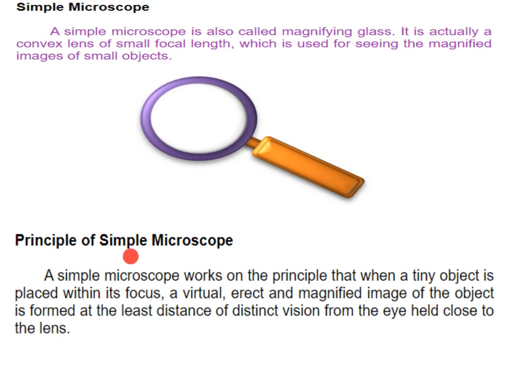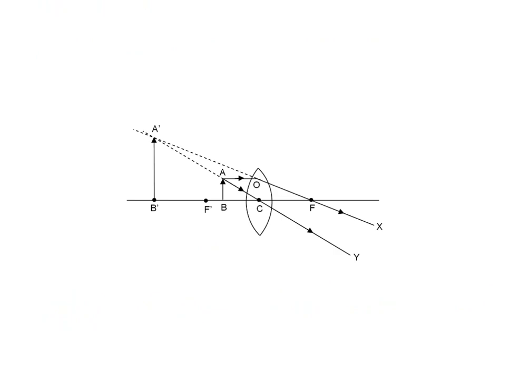Now, the principle of the simple microscope. A simple microscope works on the principle that when a tiny object is placed within its focus, a virtual, erect and magnified image of the object is formed at the least distance of distinct vision from the eye held close to this lens.